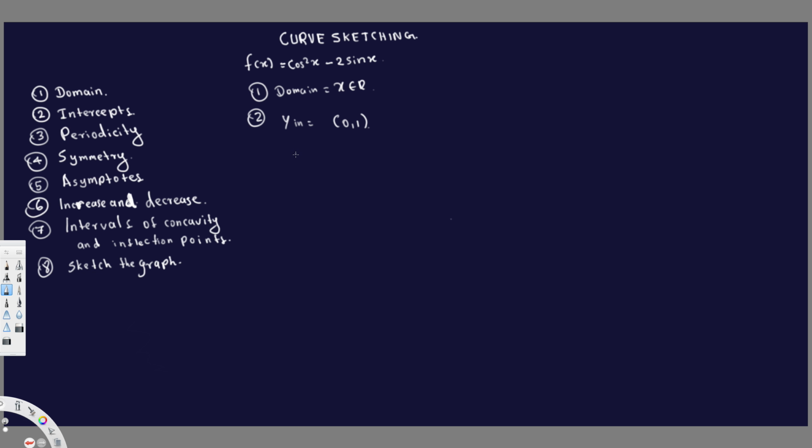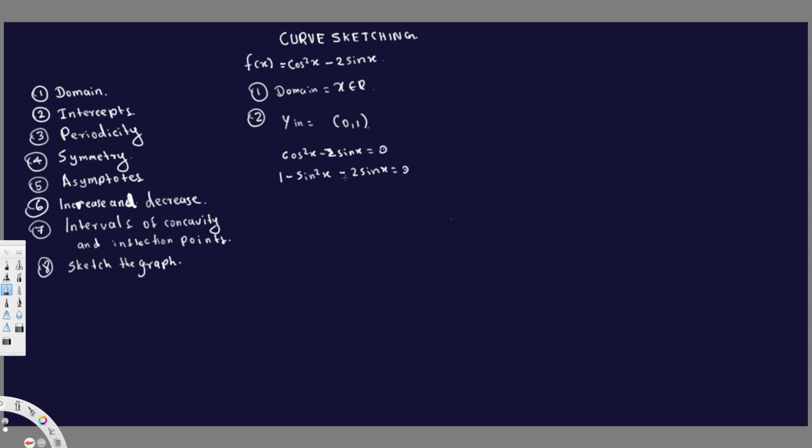Then I have to find the x-intercept. To find the x-intercept, I have to make y equal to 0. So this becomes cos squared x minus 2 sin x equals 0. Now I can't directly solve it because there are two different things, sine and cos. So I can bring everything into one form. For example, I can plug in 1 minus sine squared x for cos squared x. So if I plug that in, let's see what happens: 1 minus sine squared x minus 2 sine x equals 0.